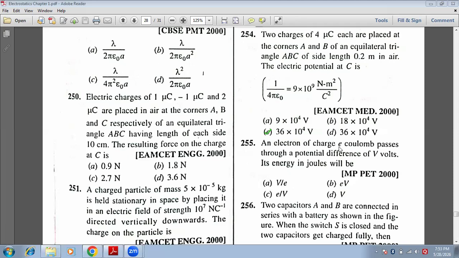An electron of charge e coulomb passes through a potential difference of V volts. Its energy in joules will be: option A, V upon e; option B, e into V; option C, e upon V; option D, V. Correct answer: option B, e into V.